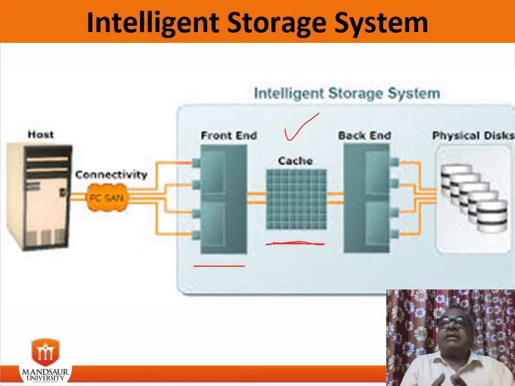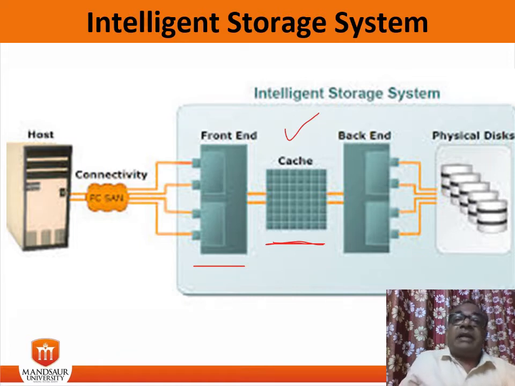Now, these rotating disks are the slowest component of the intelligent storage system, and data access on these rotating disks usually takes several milliseconds because of the seek time and rotational latency. Accessing data from cache is fast and typically takes less than a millisecond. So on an intelligent array, write data is first placed in the cache and then written to the disk.